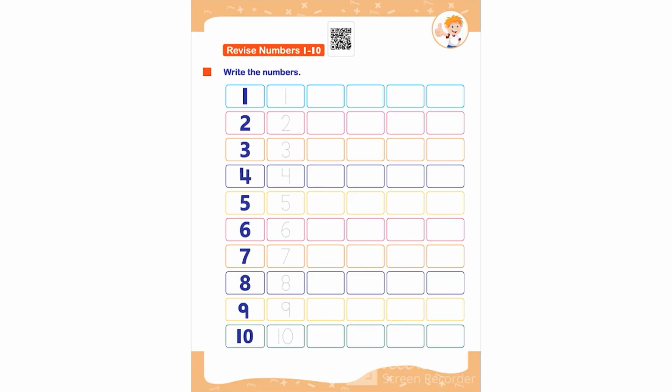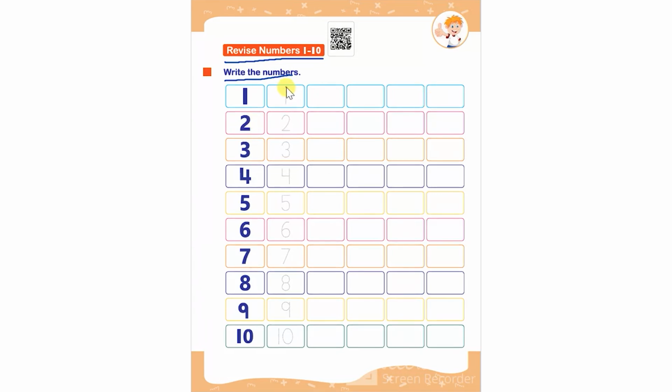Hello everyone. In this worksheet, the topic is revise numbers 1 to 10. Over here, write the numbers. So here the child has to write the numbers 1 to 10, and for that first they have to do the tracing practice in the very first box given over here, immediate next to the numbers, and after that they have to complete doing the writing practice of the numbers in the next 4 boxes.